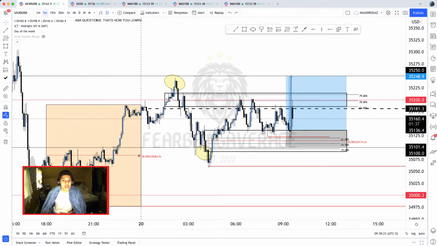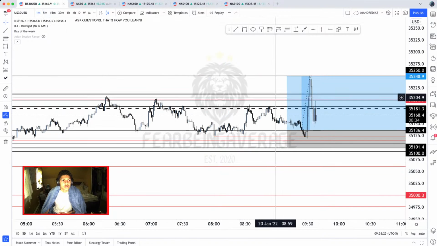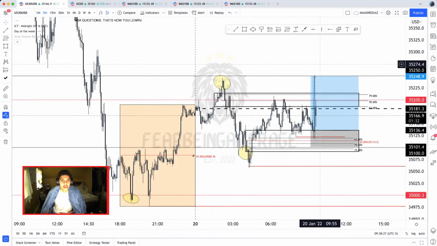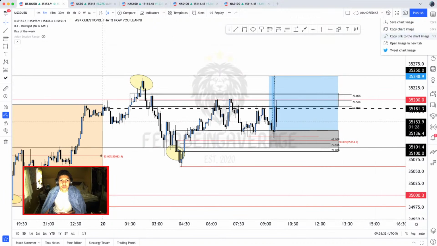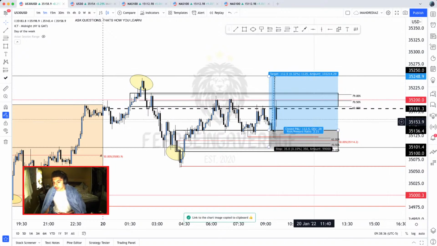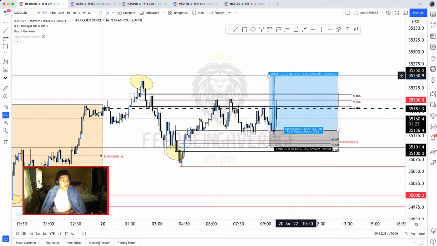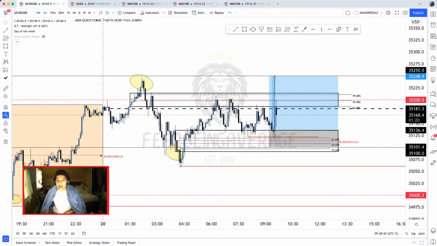Let me go to, say, the 1 minute. I'll say 5 minutes. I'm just trying to get a screenshot. But that was clean, very clean. Targeted right at 35,250. Look how it came to it, right to the pip. If you guys learn anything from this, just learn what I do, if that makes sense.